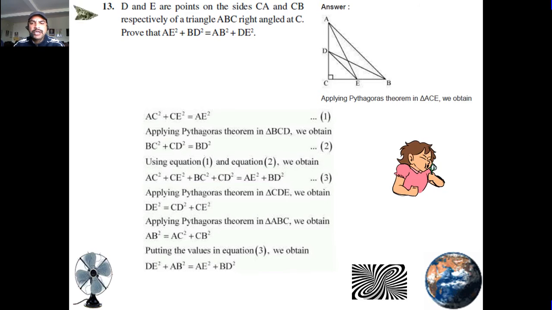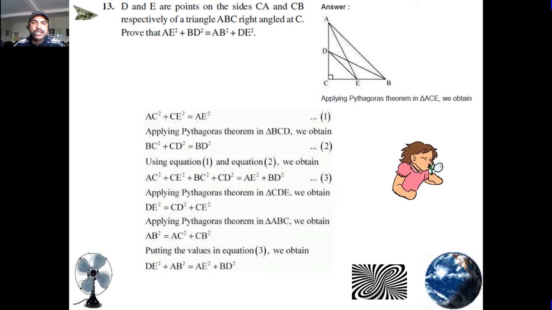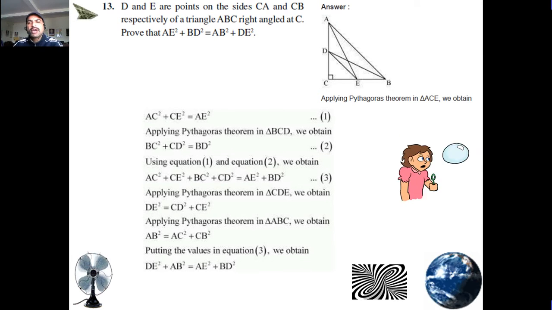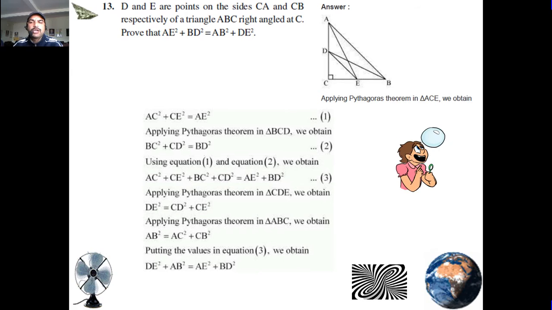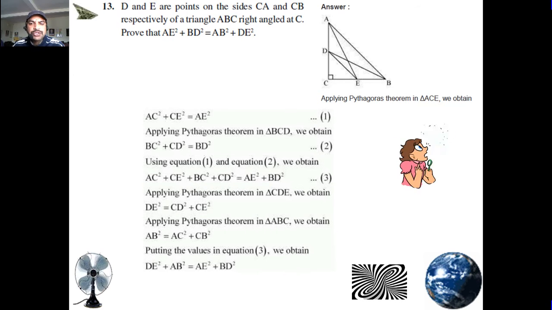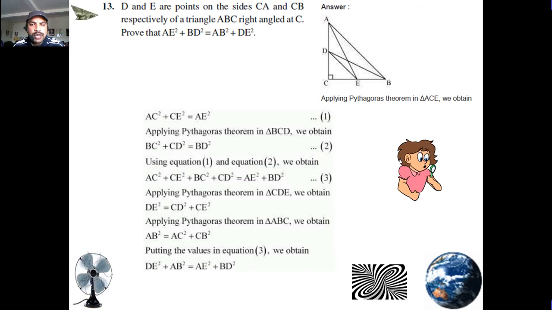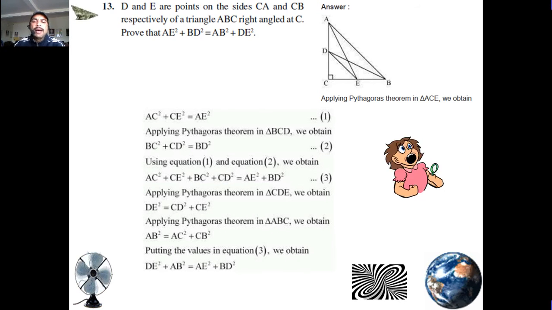Applying Pythagoras theorem in triangle ACE, we obtain AC square plus CE square is equal to AE square. Equation number 1. Applying Pythagoras theorem in triangle BCD, BC square plus CD square is equal to BD square. Equation number 2. Using first and second, we obtain AC square plus CE square plus BC square plus CD square is equal to AE square plus BD square. Equation number 3.